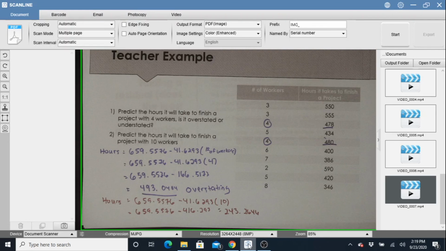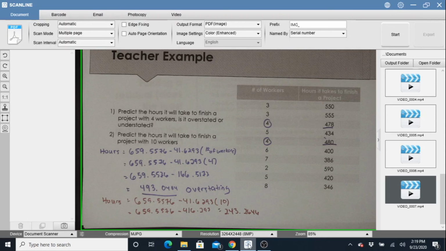So here's my example. I'm not going to bring over my least squares regression line again. You've seen it a bunch of times. But what's going to happen is that this here is considered the observed data. Literally, someone put 3 people out there and found that the project took 550 hours. They took another 3 people out there, saw that it took 555 hours. Put 4 people out there, saw that it took 478 hours. So that is the literal observed.